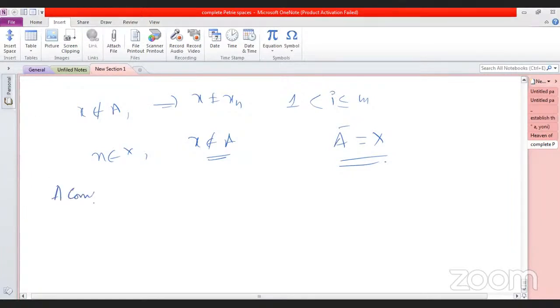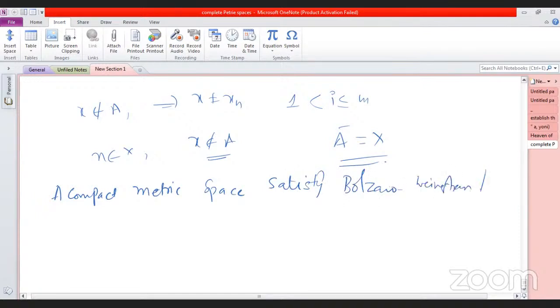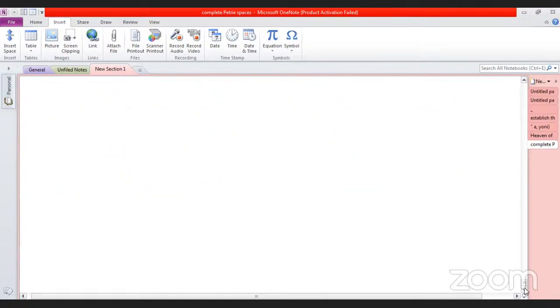A compact metric space satisfies the Bolzano-Weierstrass property. See here, all of you. Let X be a compact metric space and A an infinite subset of X. Suppose A has no limit points. Then for any x belonging to X, x does not belong to the limit points of A.